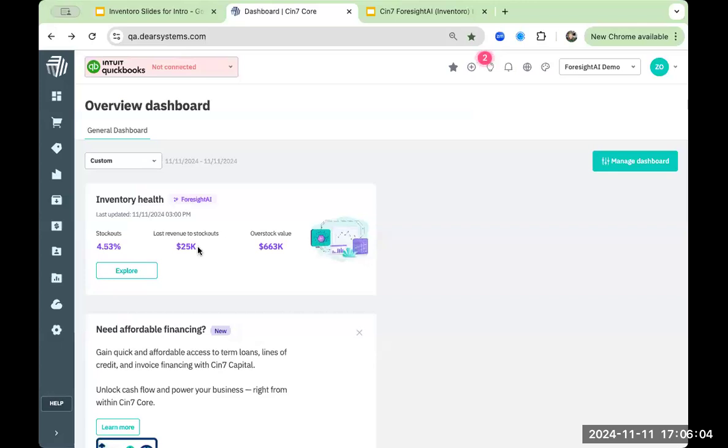Right here, right, that lost revenue from stockouts. So if you have cash flow constraints, this should be an immediate priority because this is going to be an easy win, right? If you stock these items, you're going to sell them.